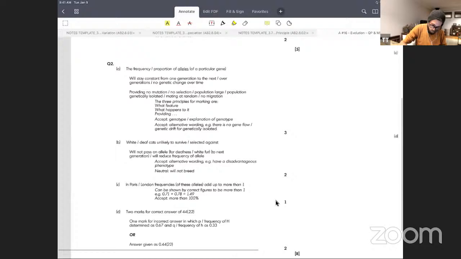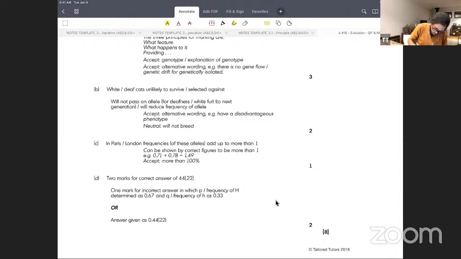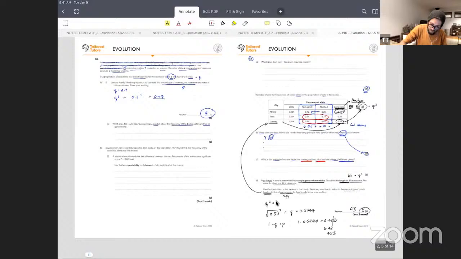Oh, hang on, what's going on here? Add to more than 100%. Two marks for the correct answer, 44.2. One mark for an incorrect answer. This mark scheme might be wrong here. I'm fairly sure we did it right. One mark for an incorrect answer, which p is the frequency of A. Let's just go back and have a look, don't freak out too much about this. Could be that there's an error in the mark scheme.